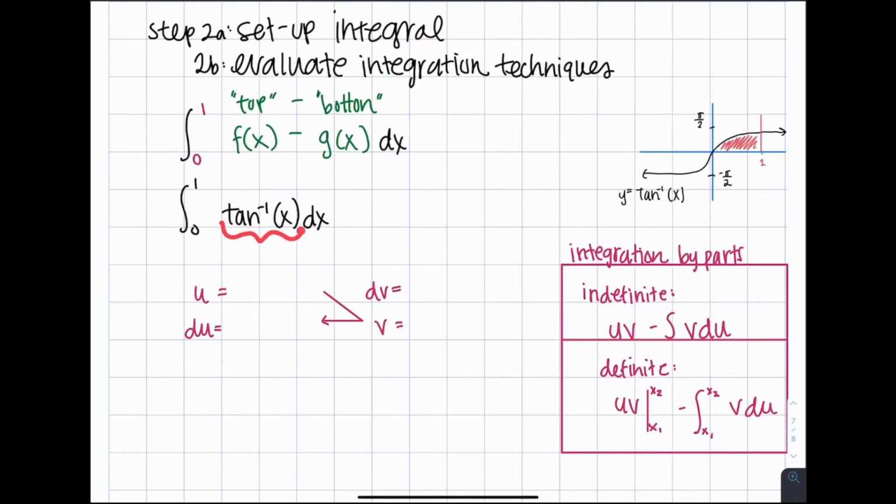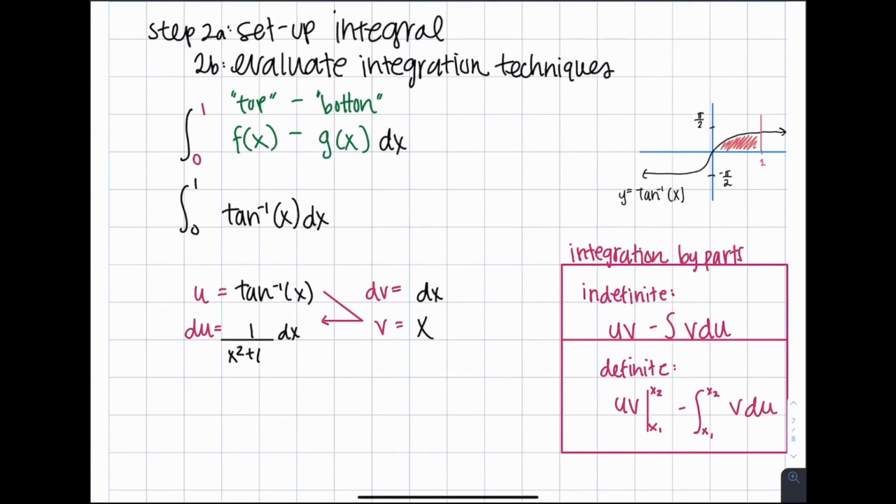Okay, so the two terms that will come from our integral is u and dv. So for example, u can be the inverse of tangent of x, and therefore that derivative would be 1 over x squared plus 1 times dx. So whatever's left from our integral will be our dv. In this case, it's simply dx. Our v is the antiderivative or the integral of dv. So in this case, the antiderivative of dx is just x.